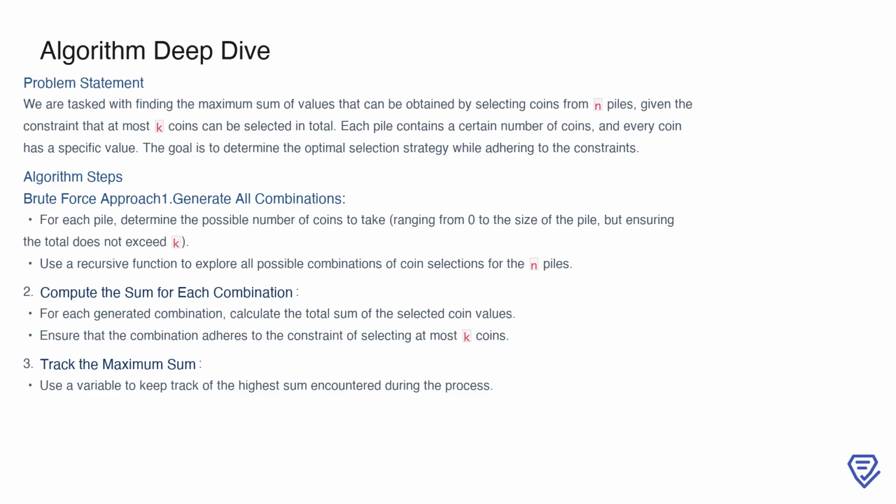Once we have the combinations, the next step is to compute the sum of the selected coin values for each one. If a combination violates the constraint of selecting more than k coins, we discard it. Finally, we track the highest sum encountered during this process and use that as our result.